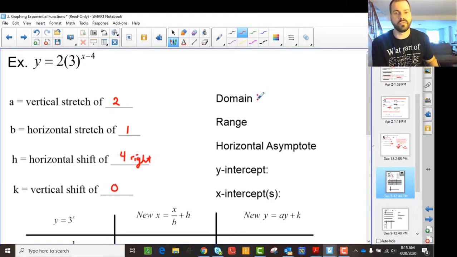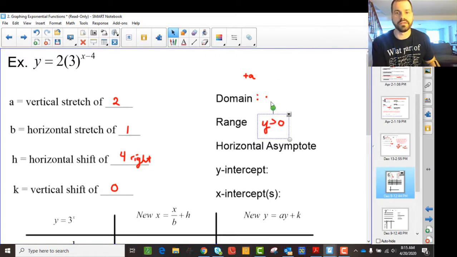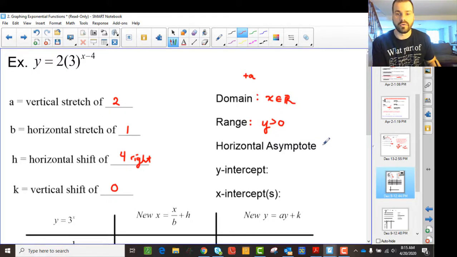Then we go to our domain and range and all those things. If we have a positive a value, which we do, then the range is y is greater than k. So our range is going to be y is greater than 0. Our domain is always x belongs to real numbers. I wrote those in the opposite order. So our domain is x belongs to real numbers, and our range is y is greater than 0. Our horizontal asymptote is y equals k. In this case, k is 0, so it's y equals 0.